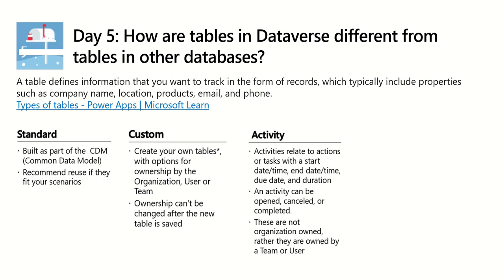Then there is the activity table. This is something I find rather unique to Dataverse, where you're actually tracking activities within the context of the records in Dataverse. And activities, think of them similar to tasks, although not exactly the same thing, but they have a start date and time, an end date and time, and a due date, as well as a duration. So when you think of tracking something, those kind of parameters really do help, right?